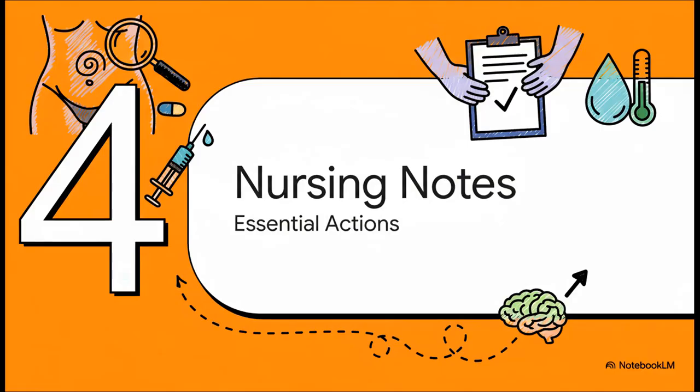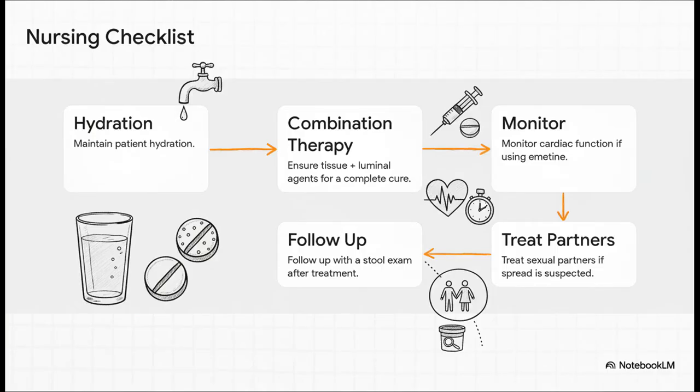All right, we've talked about the what and the why. Now let's get into the how. These are your essential nursing actions. This is your playbook for taking care of a patient on these medications. Here's your checklist. Number 1, keep the patient hydrated. Easy enough. 2, remember that for a complete cure, you often need 2 types of drugs. A tissue agent like metronidazole plus a luminal agent to clear out anything left in the gut.